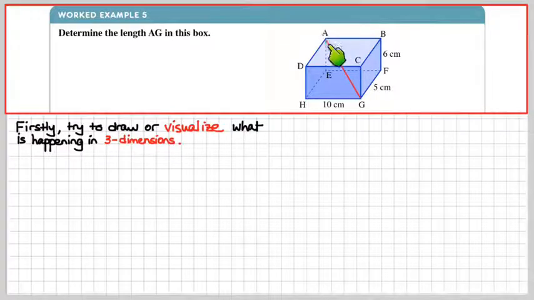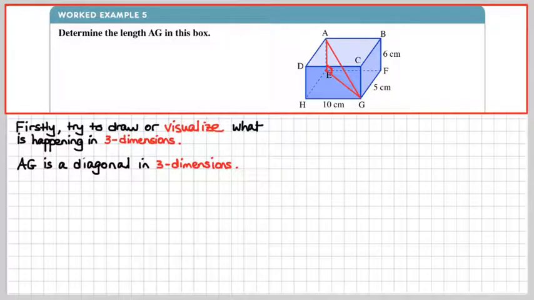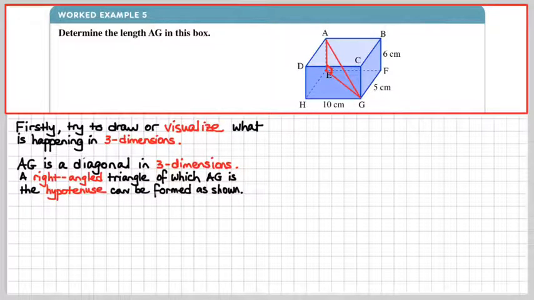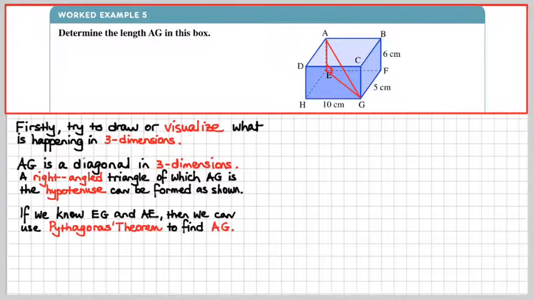There's what we've got to work out, A to G, right? And what I'm going to do is make up a triangle involving A to G, where A to G is the hypotenuse of that triangle. That's the base, from E to G, and there's the vertical height of it from A to E. And that little beastie there's a right angle, which doesn't look like one, but as you know it is, because that's like a wall, and that's like part of the floor, isn't it? Yeah, see, it's crazy, eh? So AG is the diagonal in 3 dimensions, yes it is. A right angle triangle, of which AG is the hypotenuse, can be formed as shown, alright? How are you going?